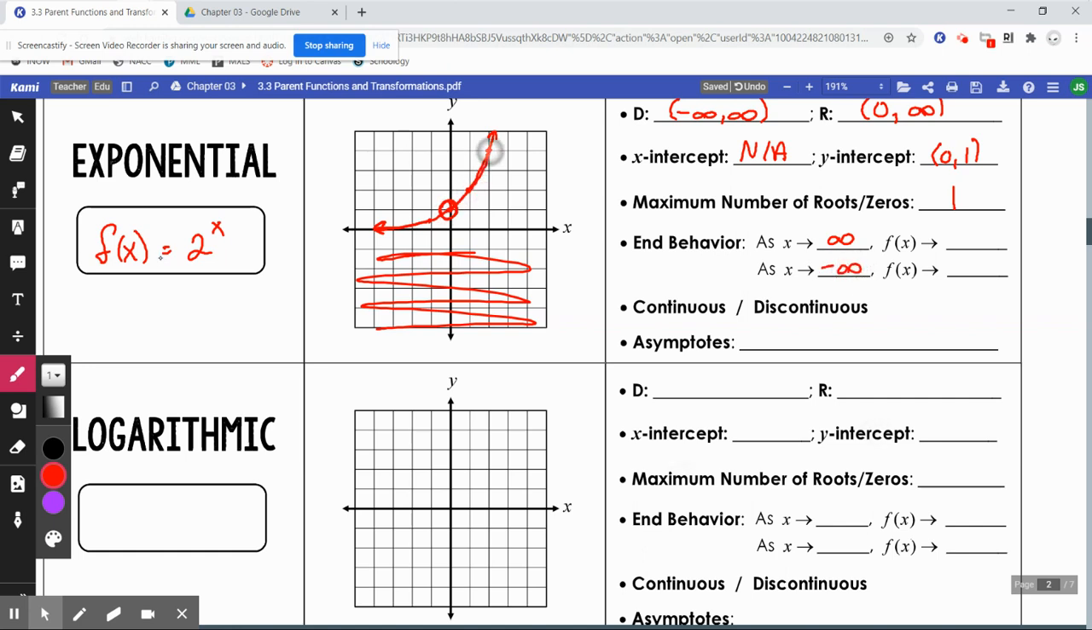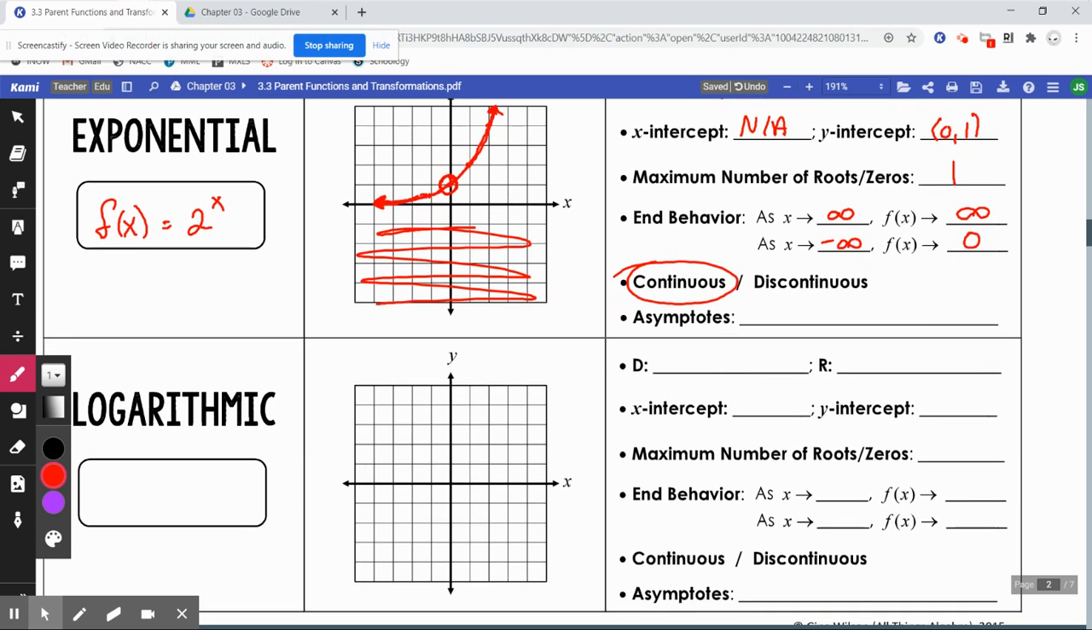As you travel to the right, your graph goes up forever. As you travel to the left, it does not go down forever. It tapers. It gets closer, it levels off, and it levels off at y equals 0. It is a continuous graph. However, it does have an asymptote line, and we've already discussed this. This is the line that as we travel to the left, we get closer and closer and closer to. That would be the line y equals 0.